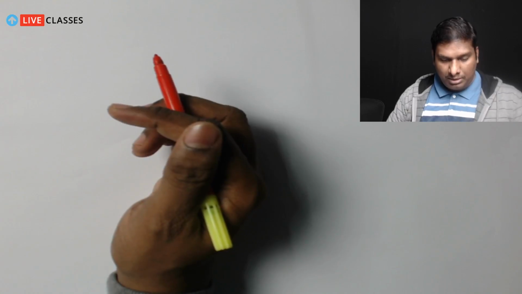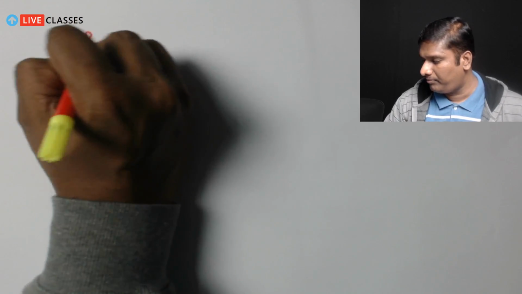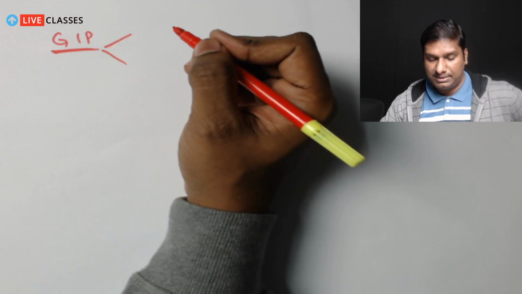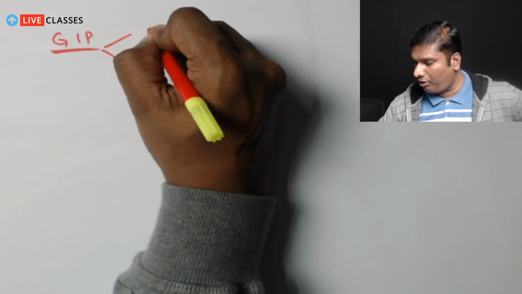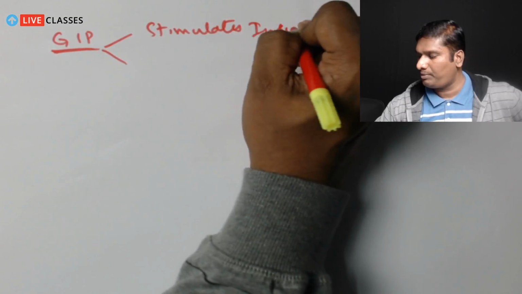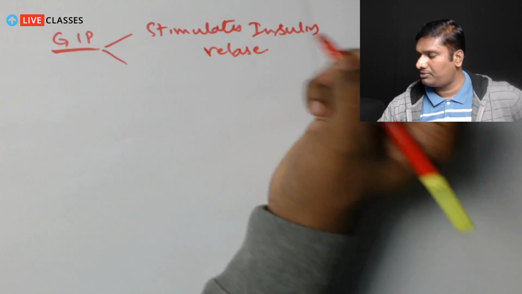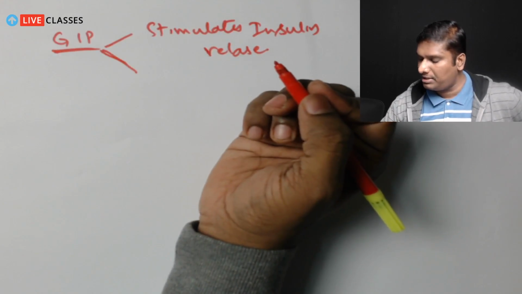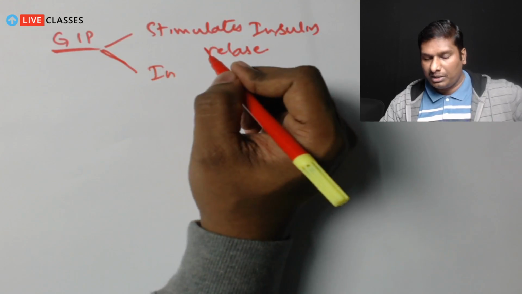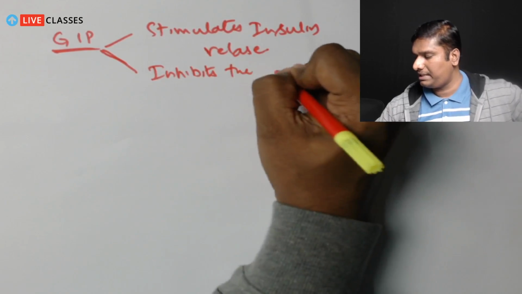Then you have your GIP. This GIP has two roles. One is it stimulates the release of insulin from the pancreas. Obviously you know that insulin is released from the pancreas. GIP stimulates the release of insulin from the pancreas. Then, just like your secretin, it also inhibits the gastric acid secretion.